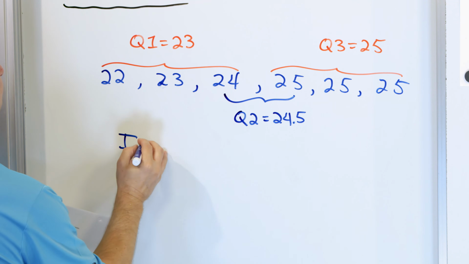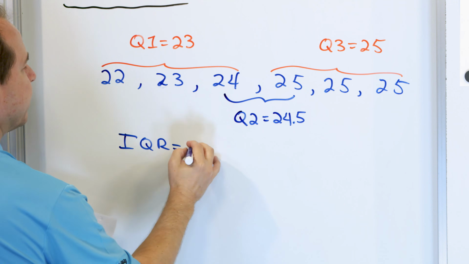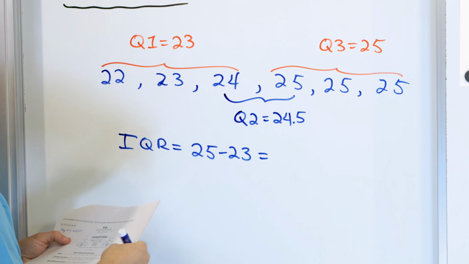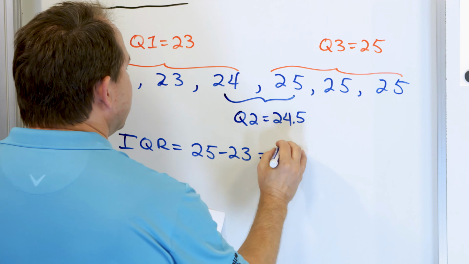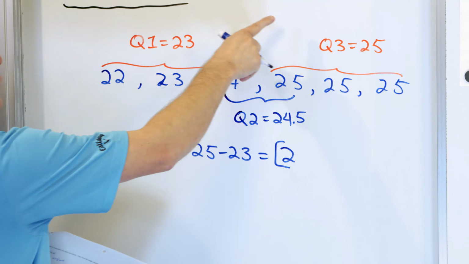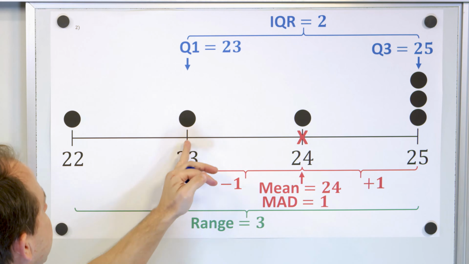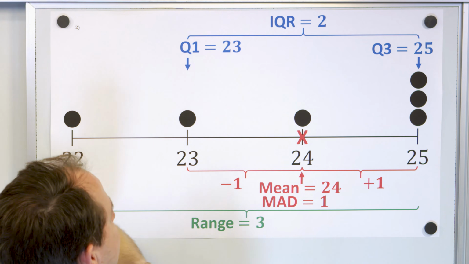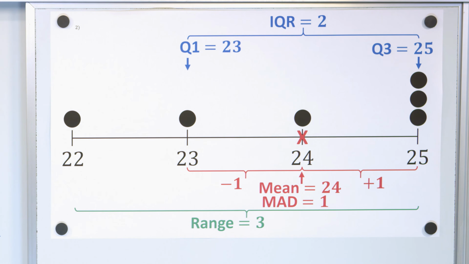And then the interquartile range is just the subtraction of 25 minus 23, the upper quartile minus the lower quartile, which is just 2. So the interquartile range goes from 23, Q1, to 25, Q3, and we subtract them and we get an interquartile range of 2. So notice what you're doing is you're taking the quartiles and you're ignoring anything beyond them, any extreme outliers, and you're only subtracting those.